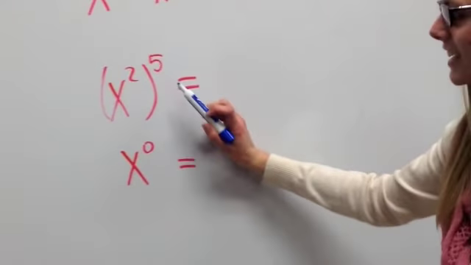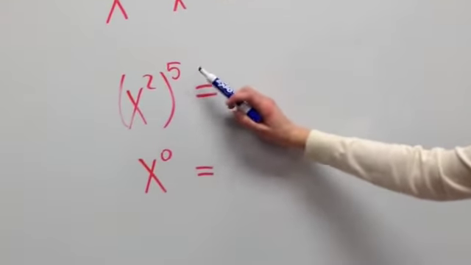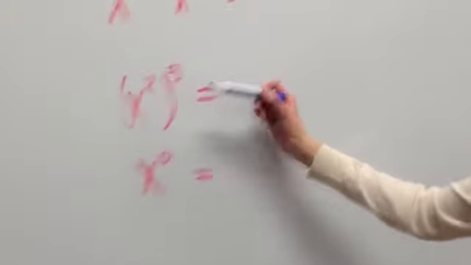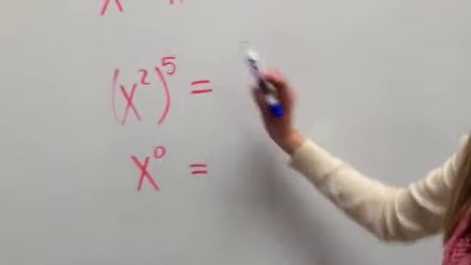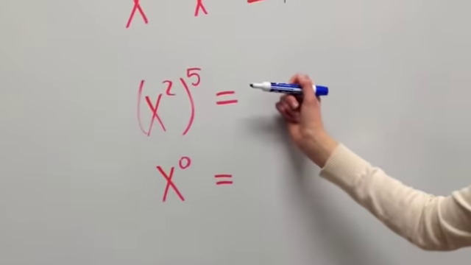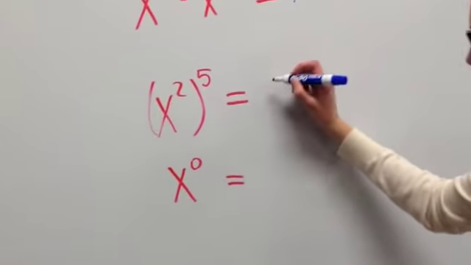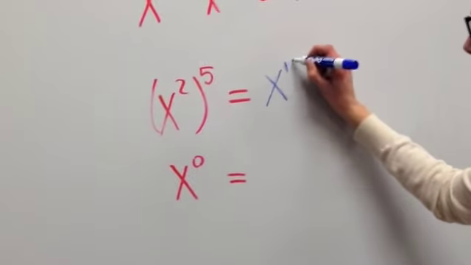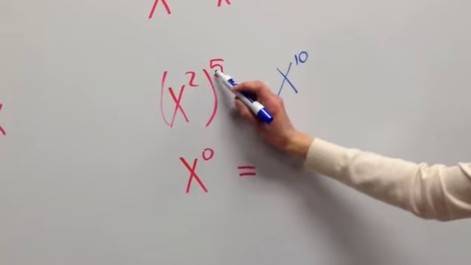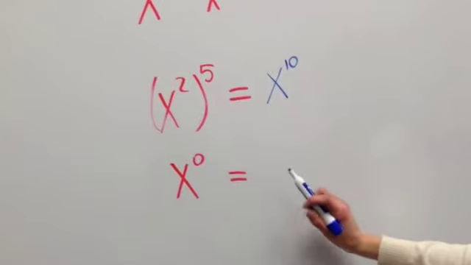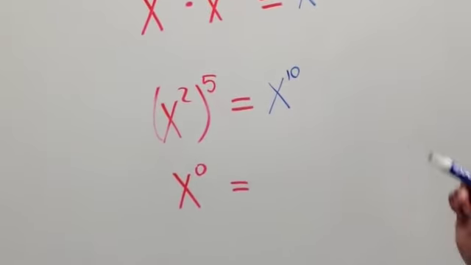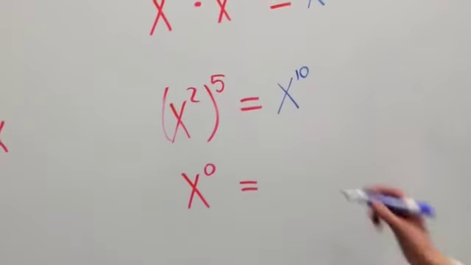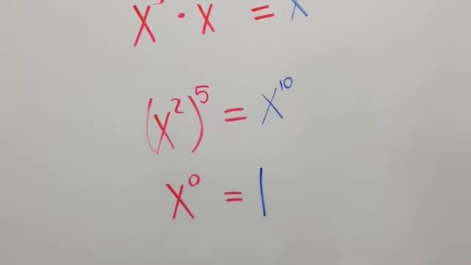Here we have x squared raised to the power of 5. So it's an exponent raised to another exponent. So what do you do then? Because of that, we multiply the exponents. So here would also be x to the 10, because 2 times 5 equals 10. Here we have x to the power of 0, and anything to the power of 0 equals 1. Okay, what about logarithmic functions? Well, let's do that next.